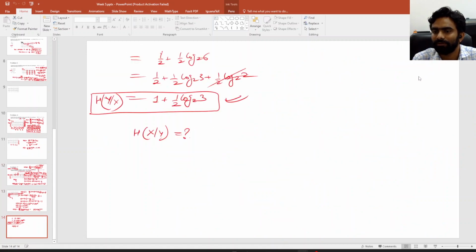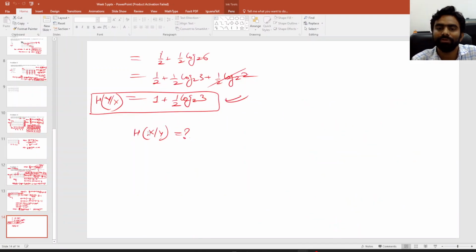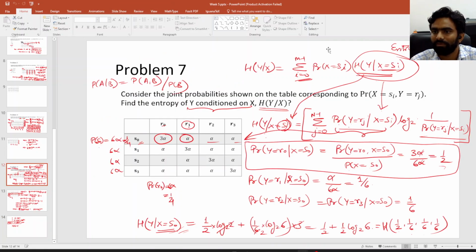Okay. So here we have arrived at the final expression, 1 plus half log 2 of 3. That is the same as this one, 1 plus half log 2 of 3. And I told you last week that we will calculate H of X by Y using the property. Clear? So you can also calculate H of X using this formula. But there will be a change, because previously it was Y given X, and we need to calculate X given Y. So here it will be probability of Y equal to r_i and H of X given Y.